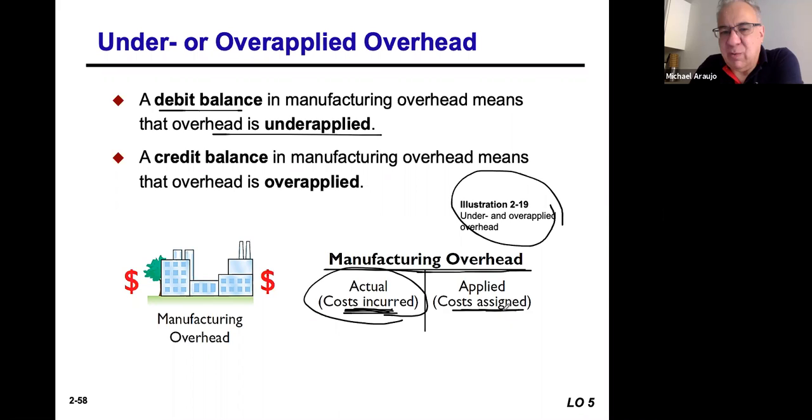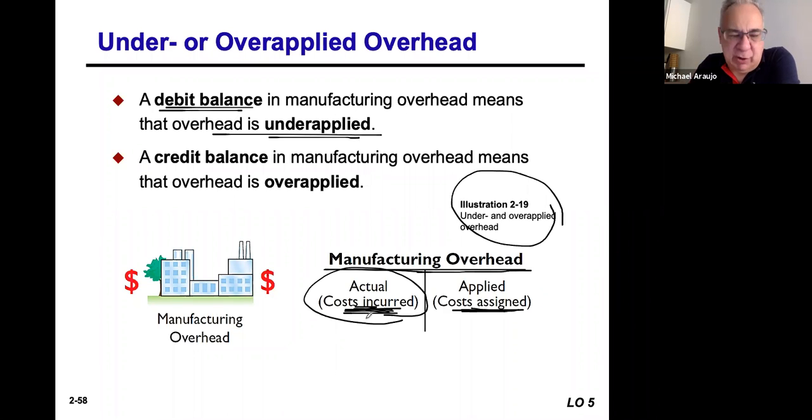And so when we under apply manufacturing overhead, because the actual cost is bigger than what we assigned, it creates trouble because, again, our costs are wrong. They look lower. Our profit is wrong. It looks higher. So we have to take care of that debit balance in manufacturing overhead.